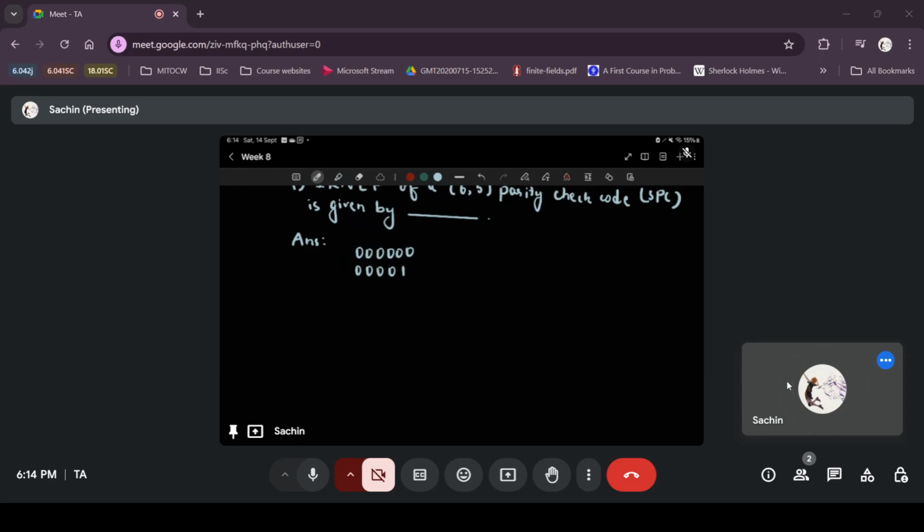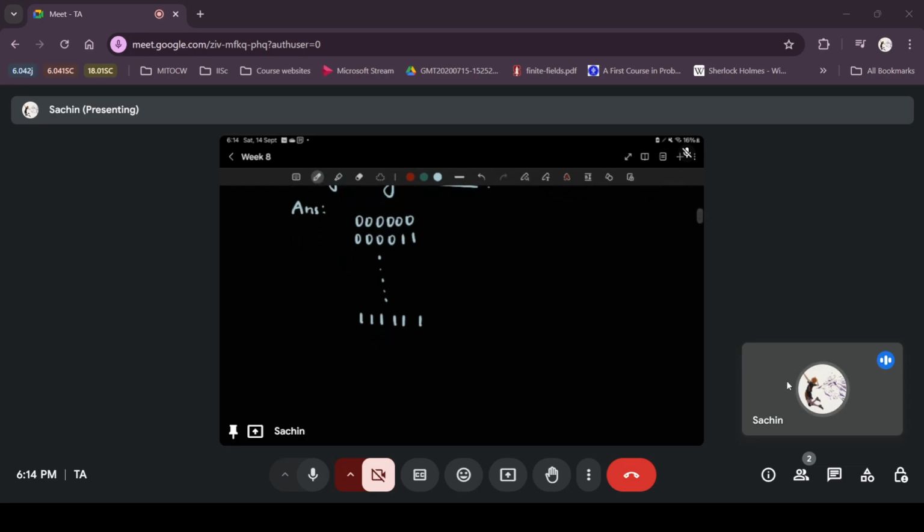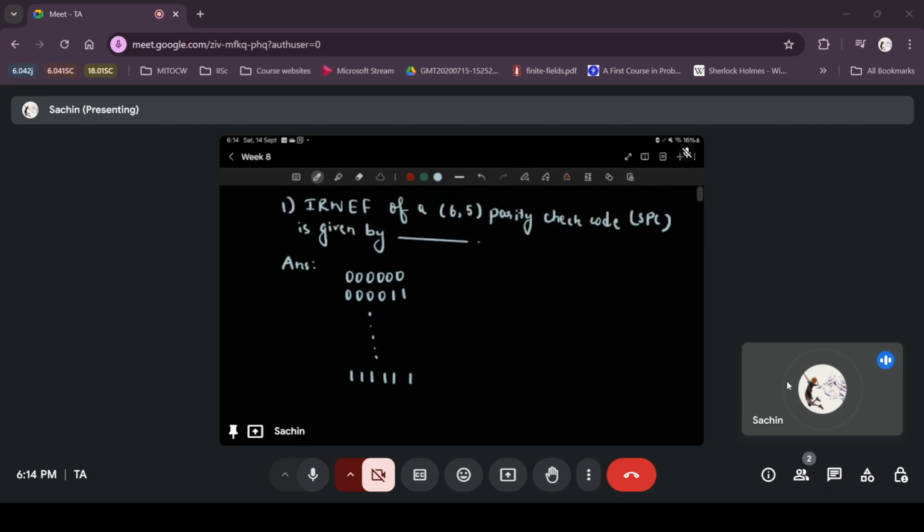So for 00000, the parity bit is 0. For 00001, the parity bit is 1, and so on, up to finally 11111, where the parity bit will be 1. So the parity bit is such that there are an even number of ones in the code word. That's all.